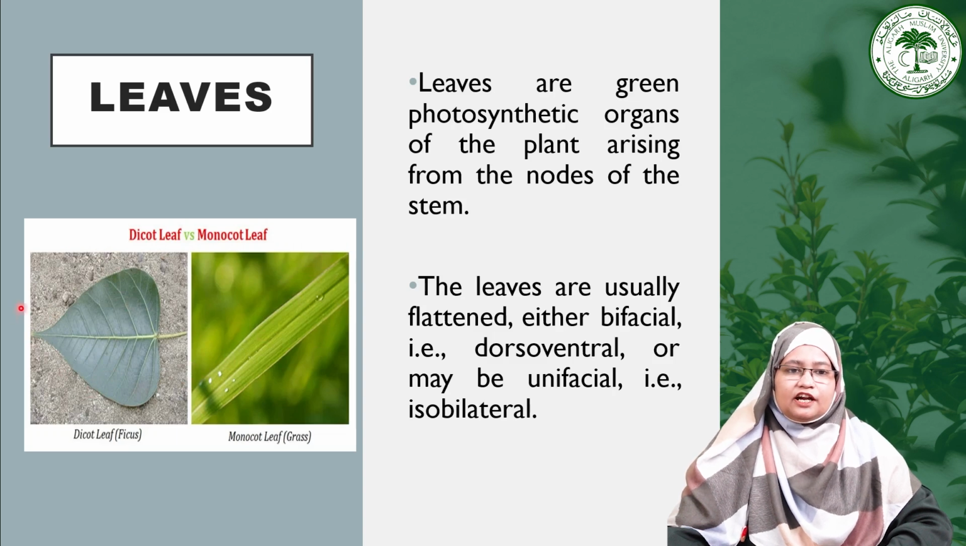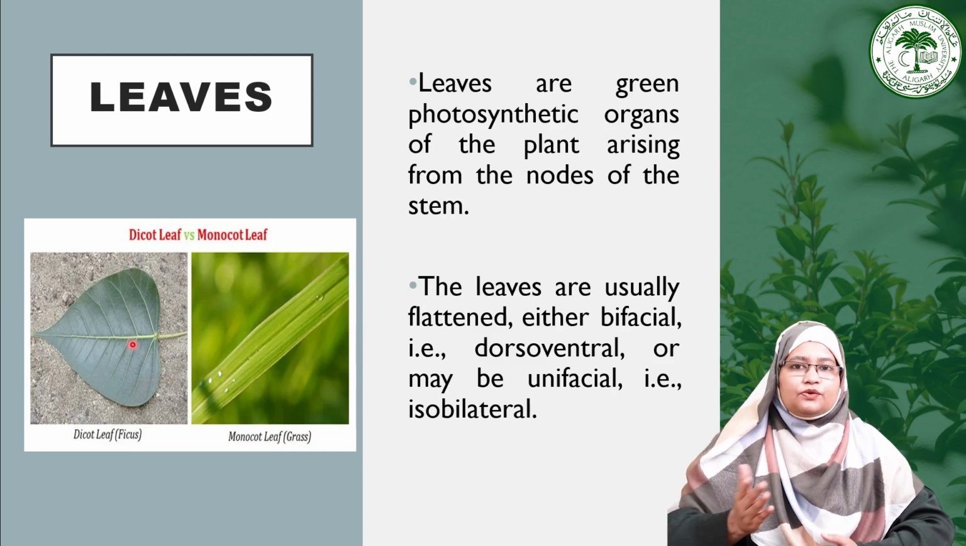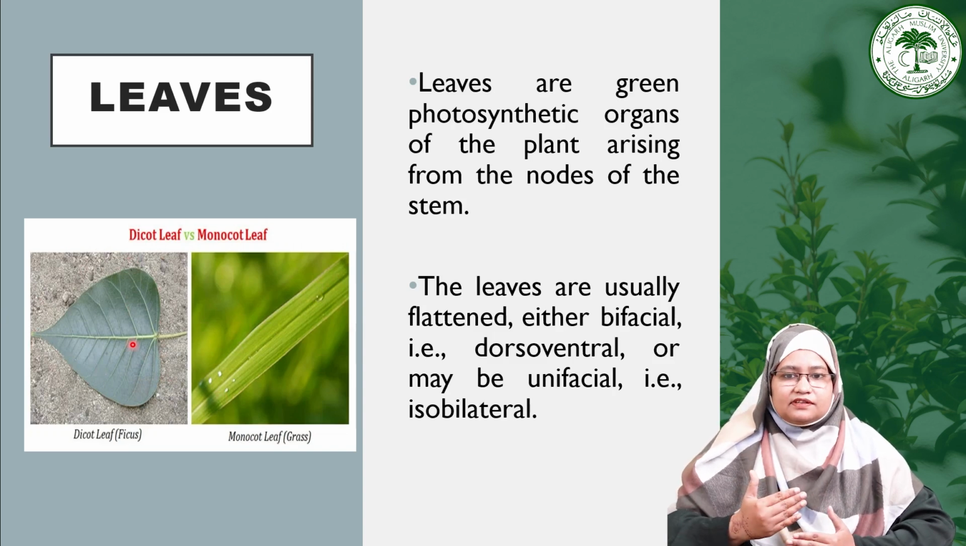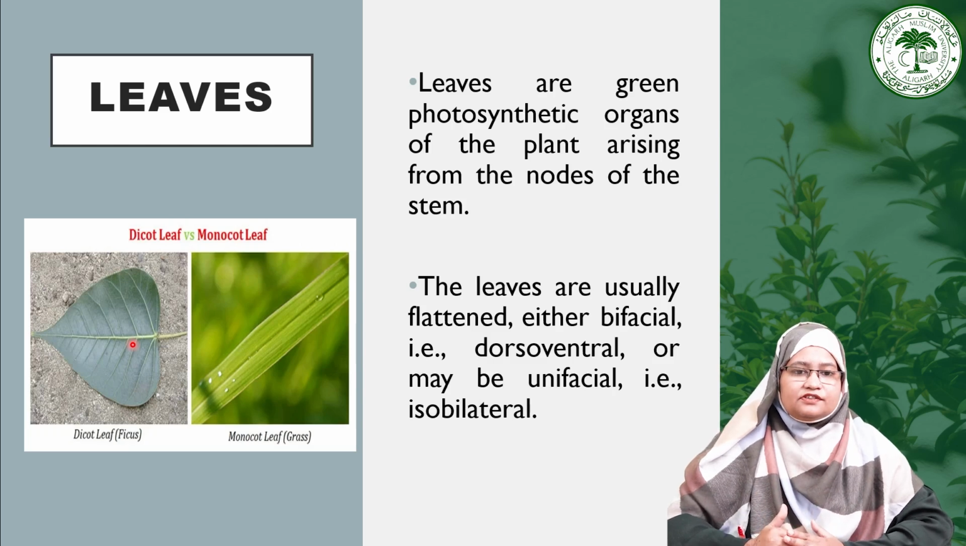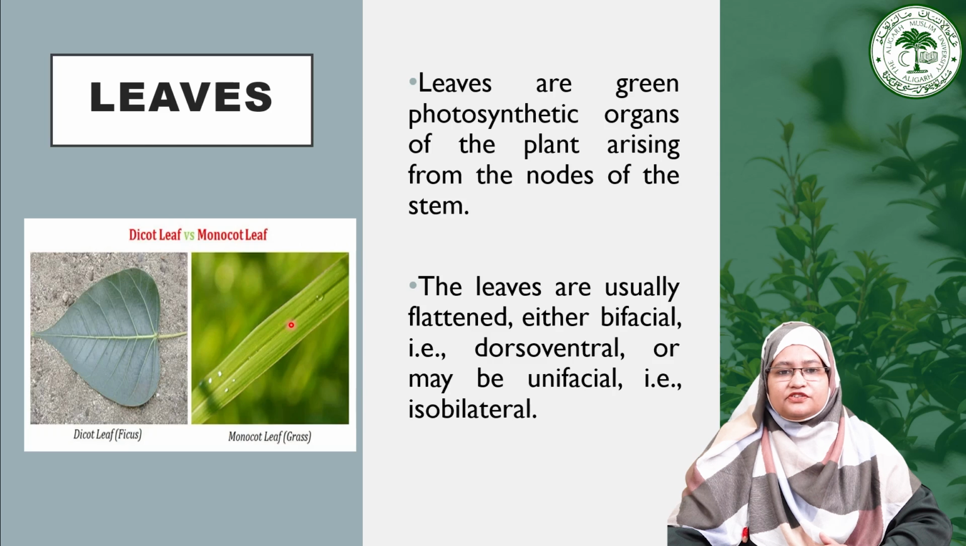So, this one is the dicot leaf and this one is a monocot leaf. The dicot leaf is dorsiventral, that means it has two different surfaces. We can see one is the dorsal surface and one is the ventral surface, but there is no kind of differentiation in the monocot leaf. They look the same from both surfaces.